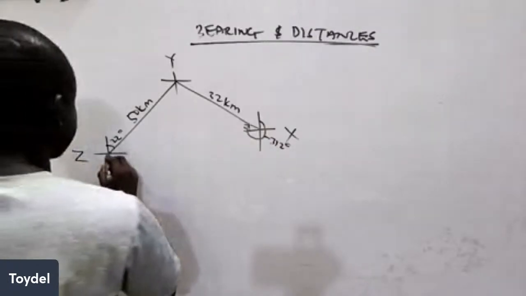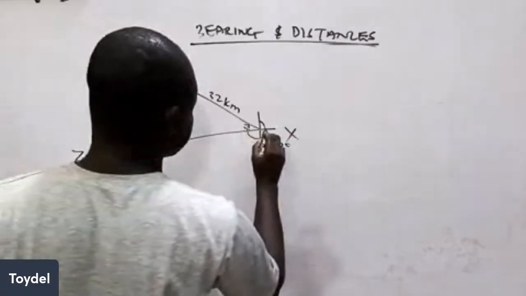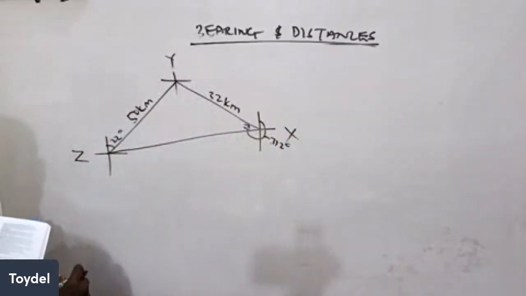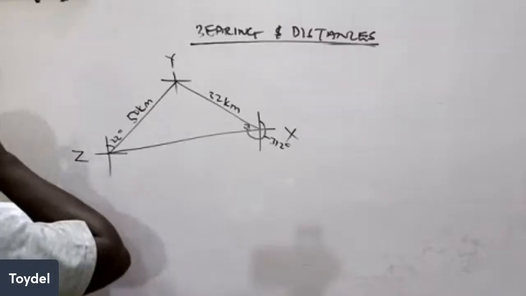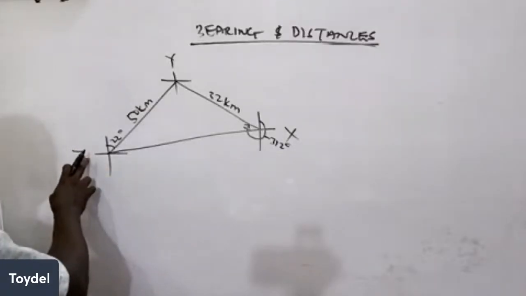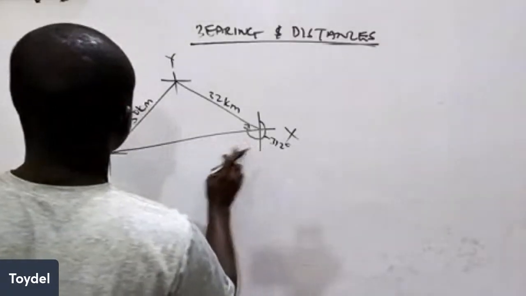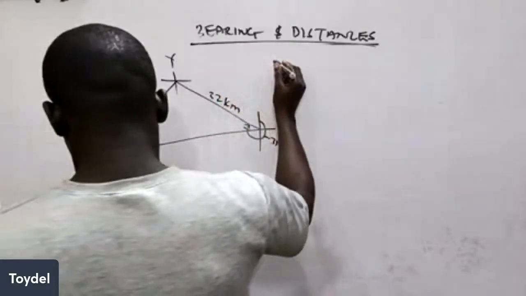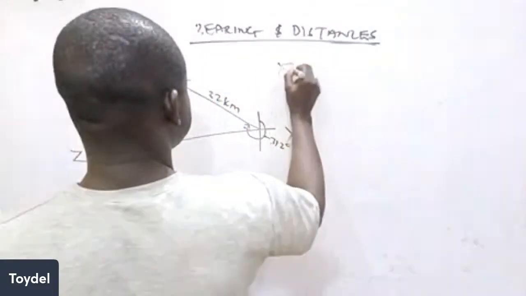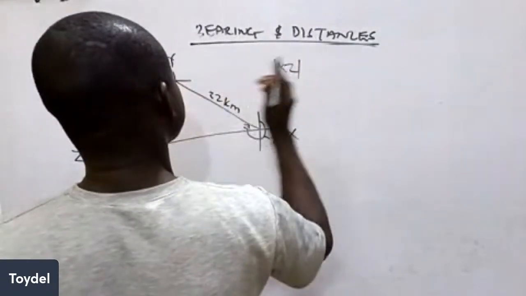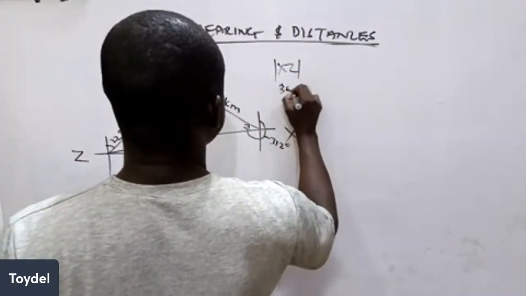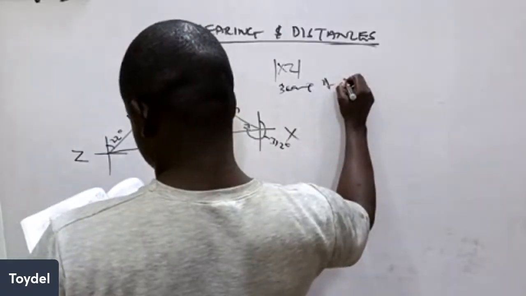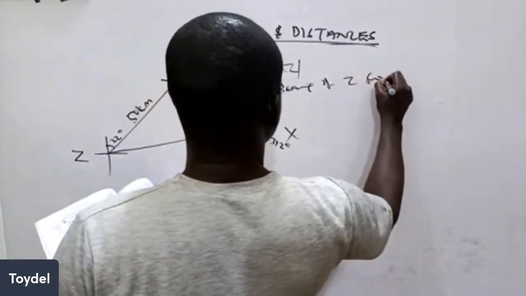We want to find XZ. Then apart from XZ, we want the bearing of Z from X, and the bearing of X from Z. So those are the questions we want to calculate: side XZ, and the bearing of Z from X.